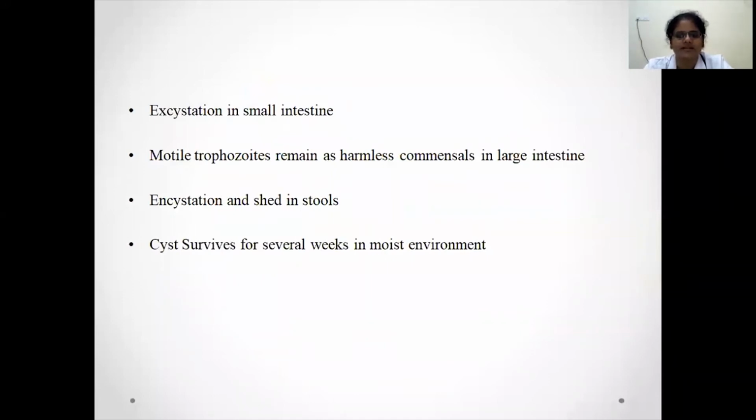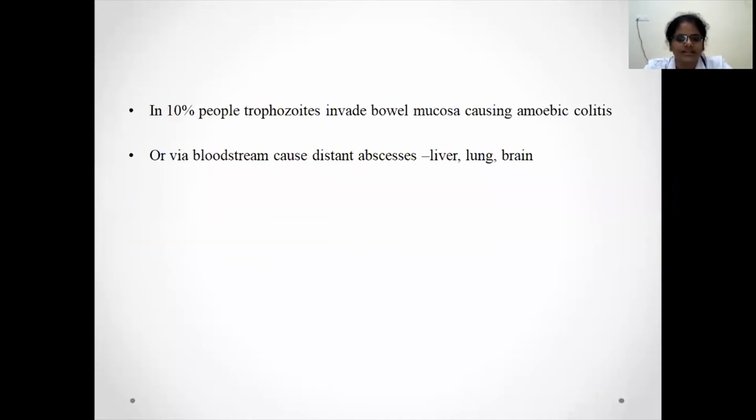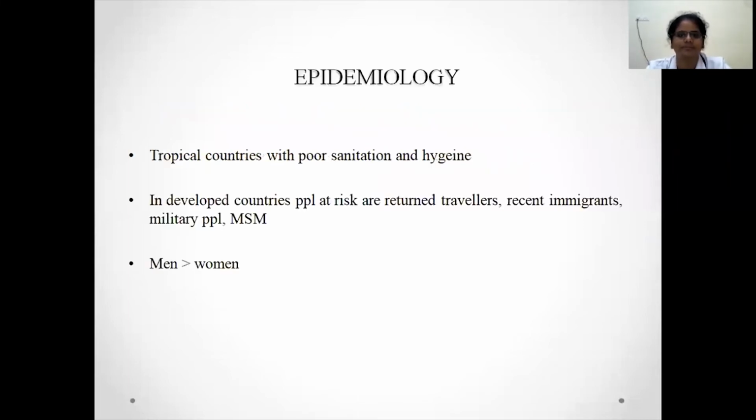This is the same life cycle put in word form. Excystation will occur in the small intestine. Motile trophozoites remain as harmless commensals in the large intestine. This happens in 90% of the cases, which are asymptomatic carriers. Encystation occurs and cysts are shed in the stools. Cyst survives for several weeks in a moist environment. In the remaining 10% of the people, these trophozoites will invade the bowel mucosa, causing amoebic colitis, or via the bloodstream, they cause distinct abscesses in the liver, lung, brain. Liver is the most common.